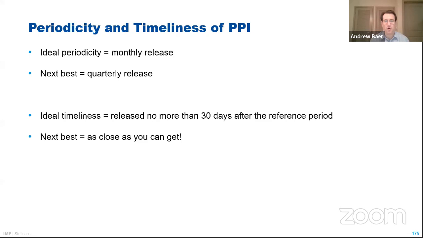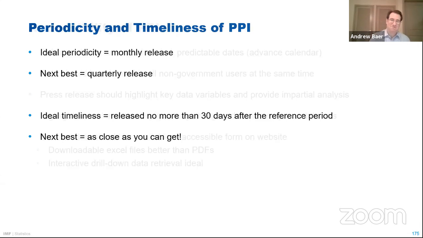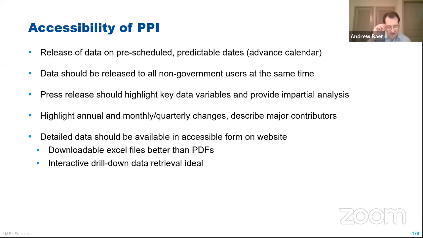So for PPI, ideally monthly is a goal, but I totally understand that takes resources to do. So quarterly is great. If you're able to release quarterly, I think that's great. And over time, as you continue to develop and improve, maybe monthly would happen in the future. The ideal timeliness is to release the data no more than 30 days after the reference period. The next best is as close as you can get. If you meet within 30 days of the end of the reference period, that's the highest standard.